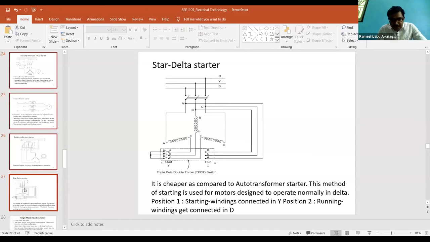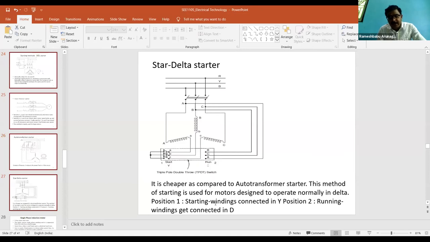See, at position 1 here, when it is connected, automatically the star connection is connected and the motor runs with star connection. So in the star connection, a reduced voltage of 1 by root 3 is applied to the machine. At the time of start, since the reduced voltage is applied, the current which flows to the machine is also reduced. These are the methods actually.